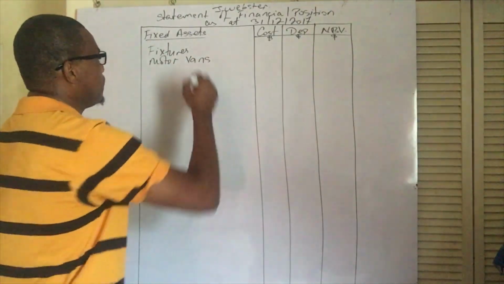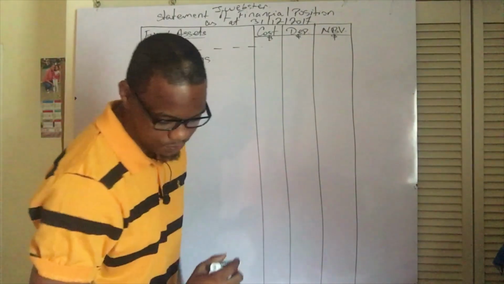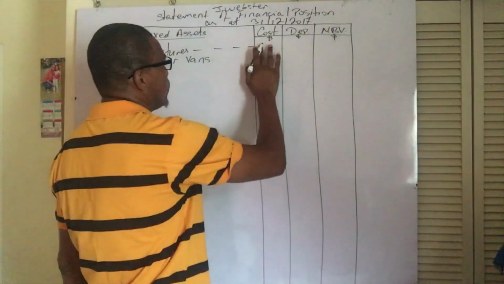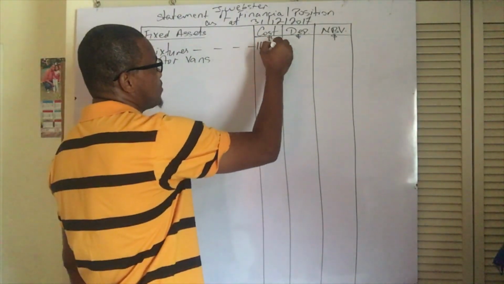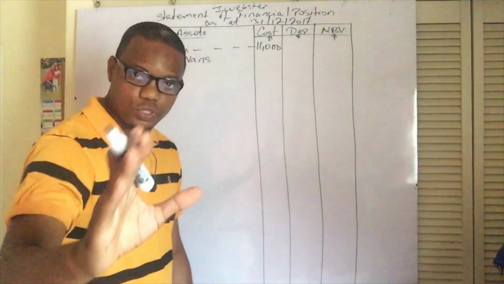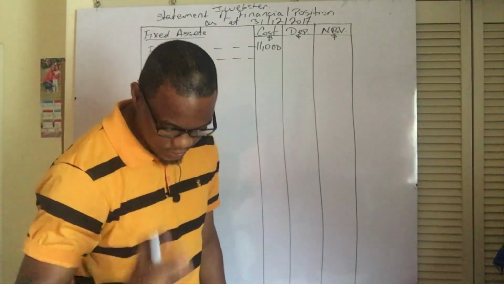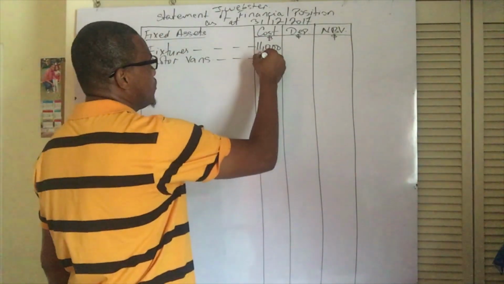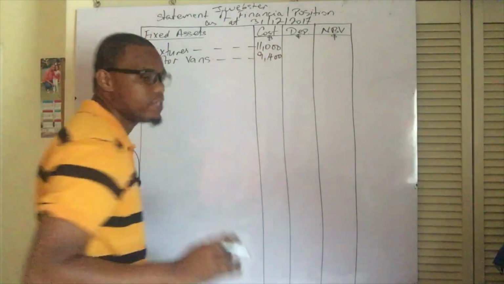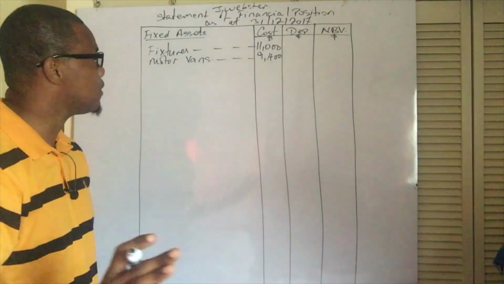So the fixtures at cost, and this part is very important. Fixtures at cost is 11,000. It said it in the trial balance, so you put it there. The motor van at cost, it said it again in the trial balance, 9,400. So it's there. You get what I'm saying?